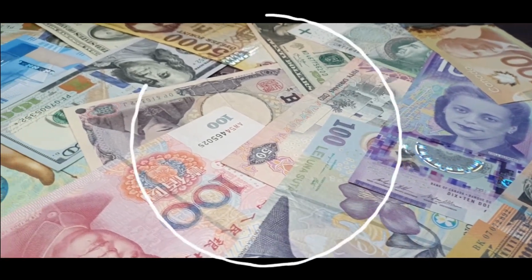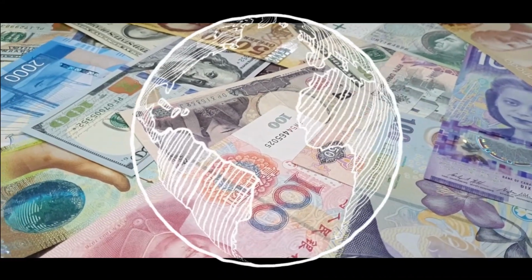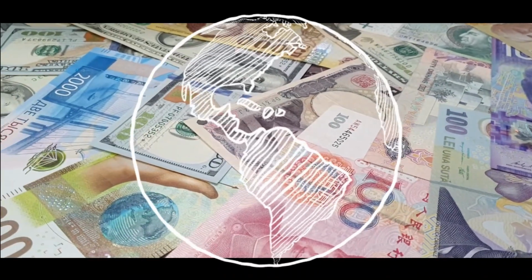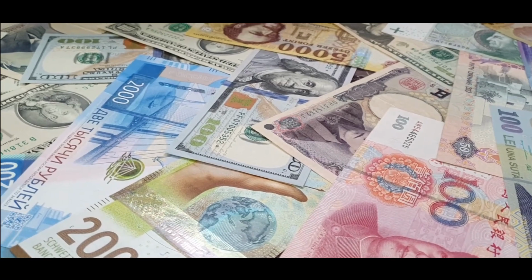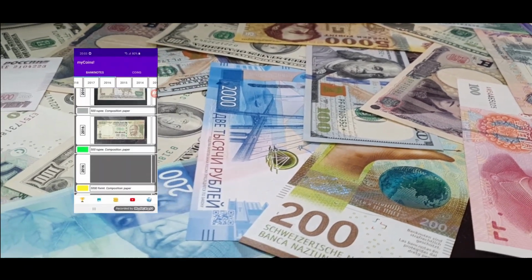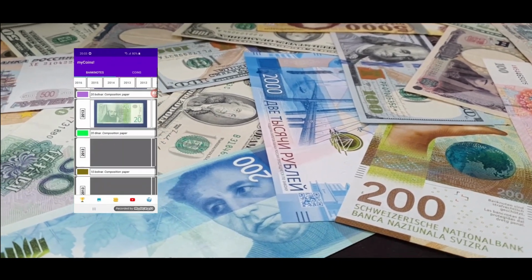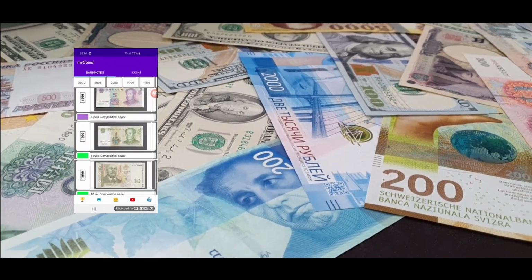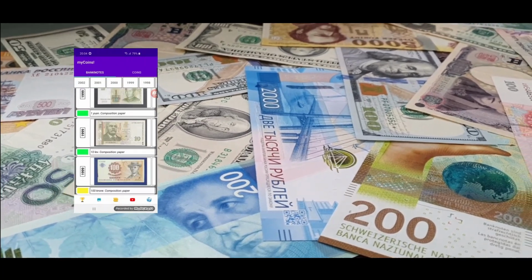As you saw from my previous videos, I have banknotes from different countries and different years. Europe and Australia, Asia and America, from the beginning of 20th century and from the current period. Today I want to pick one random year and compare banknotes issued in this specific year. Let's open my app and pick one random year.